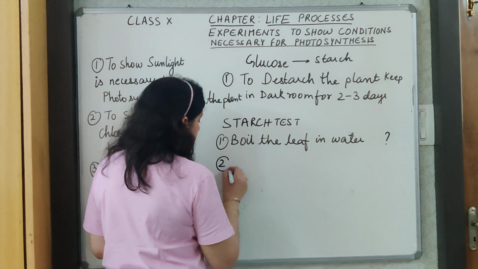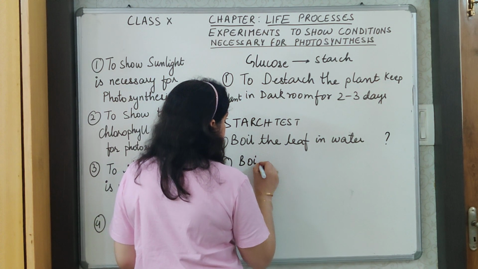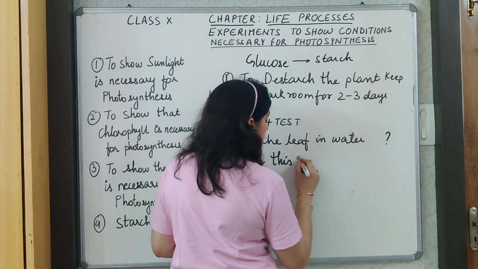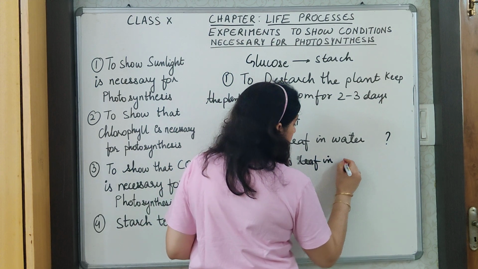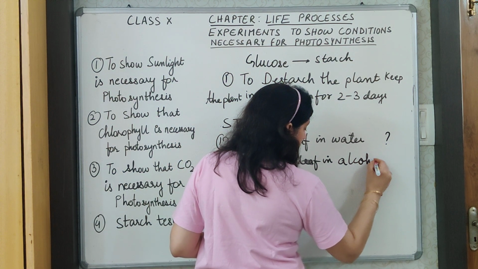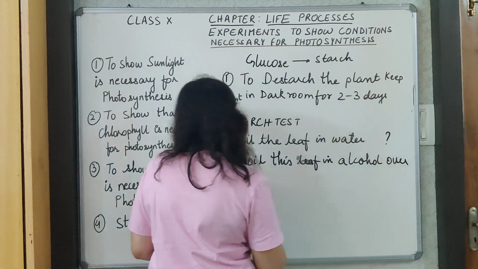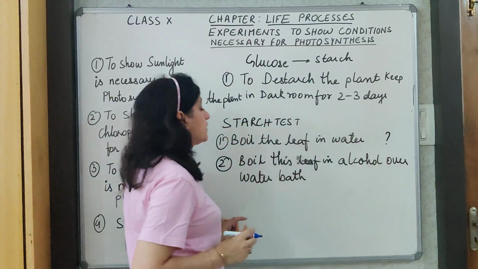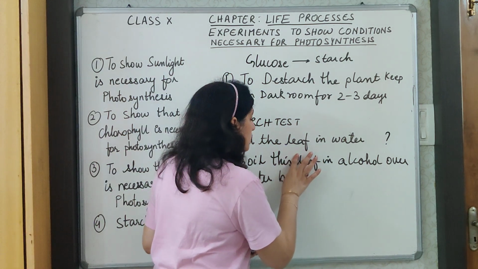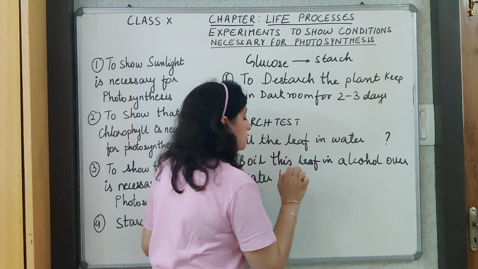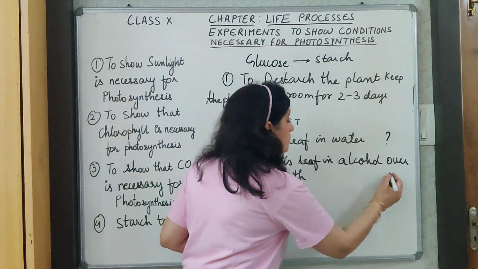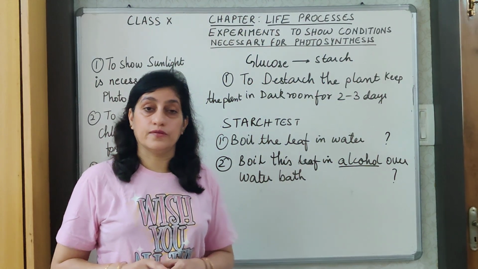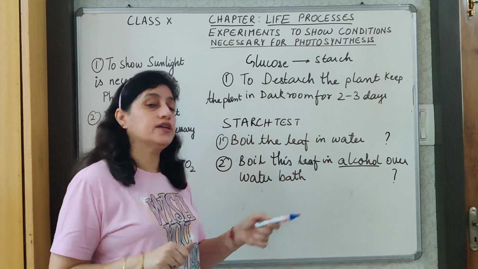After this, the second step is boil this leaf in alcohol over water bath. There are two things. We have to boil this leaf in alcohol, and second thing is over the water bath. So again, why is it so? The leaf is boiled in alcohol to dissolve the chlorophyll. The chlorophyll comes out from the leaf when boiled in alcohol.